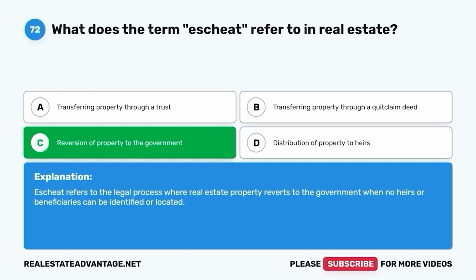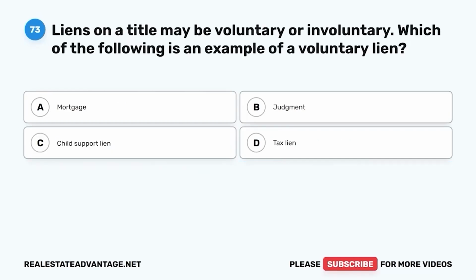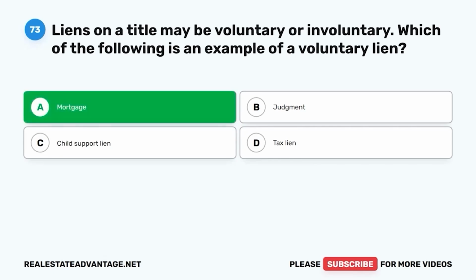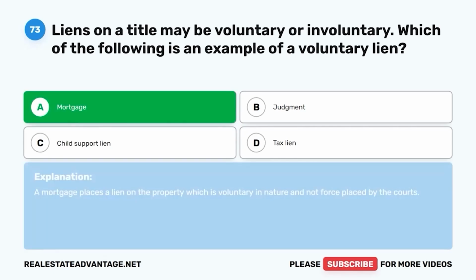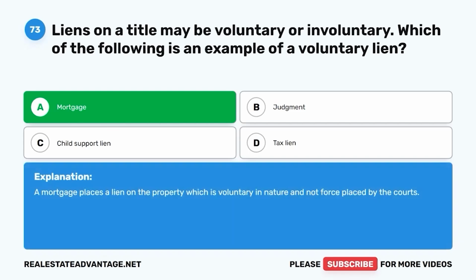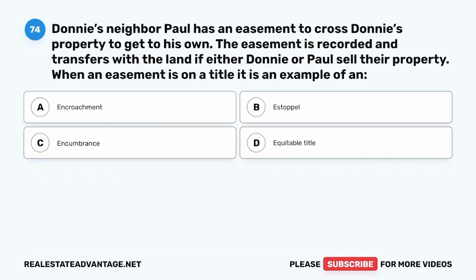be identified or located. Question 73. Liens on a title may be voluntary or involuntary. Which of the following is an example of a voluntary lien? A. Mortgage. B. Judgment. C. Child support lien. D. Tax lien. The correct answer is A. Mortgage. A mortgage places a lien on the property which is voluntary in nature and not force placed by the courts.